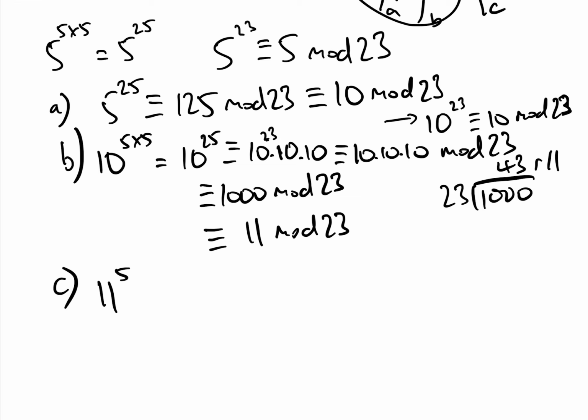So 11 to the power of 5, we've got to do mod 23. That's what we want, and that will give us our answer because we've broken it into pieces. Well, 11 squared is 121, which equals 6 mod 23.